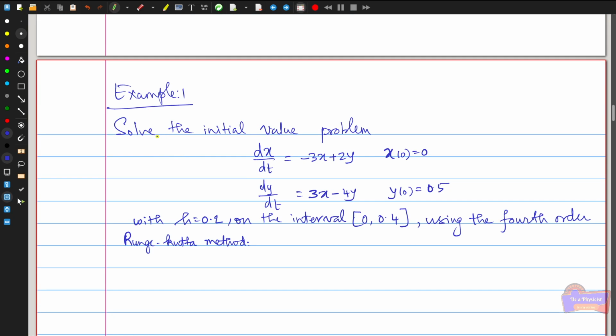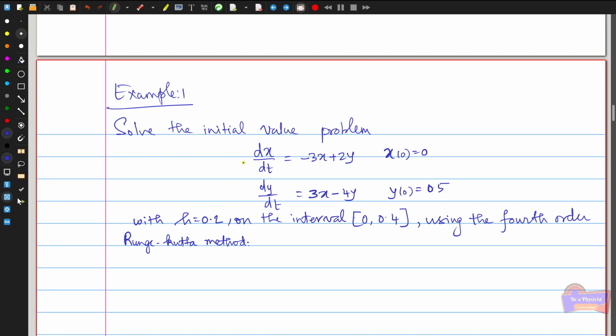So the example sum is, how to solve this initial value problem dx by dt, which is equal to minus 3x plus 2y, where the initial condition of x at t equal to 0 is 0. Similarly, dy by dt is equal to 3x minus 4y, where the initial condition of y is given as 0.5. The time step is given as h equal to 0.2. So you have to find the solution in the interval of 0 to 0.4 using the fourth order Runge-Kutta method.